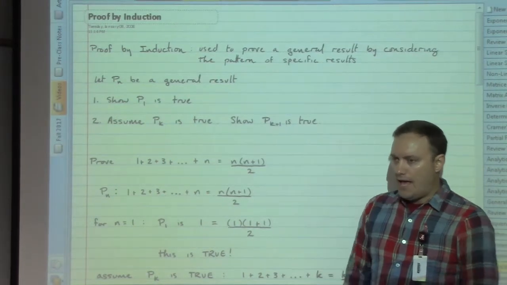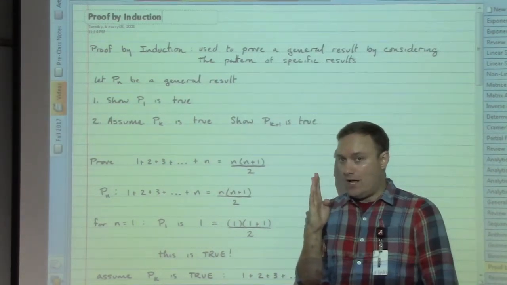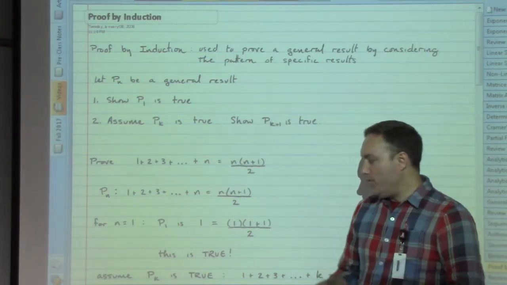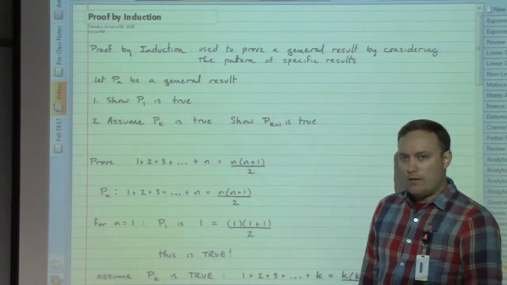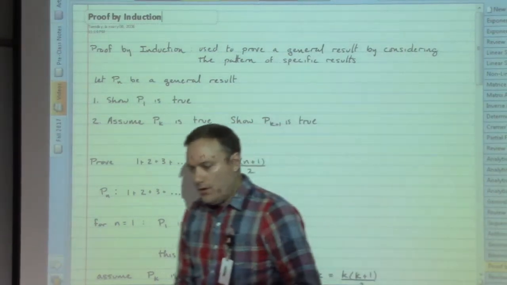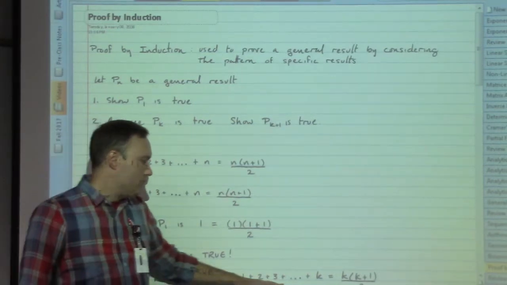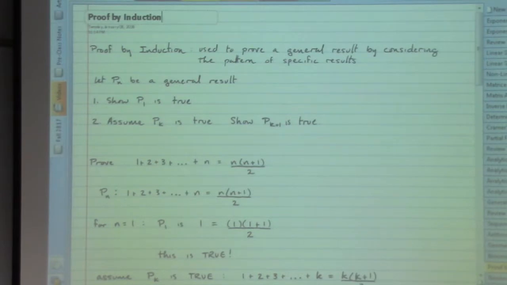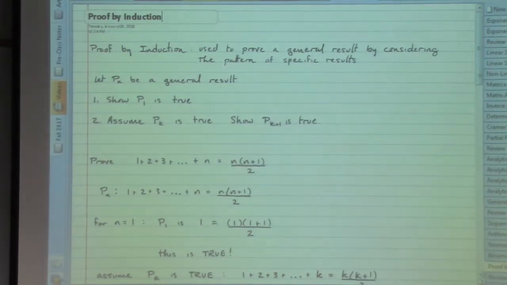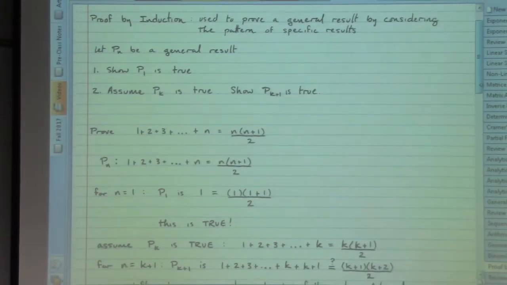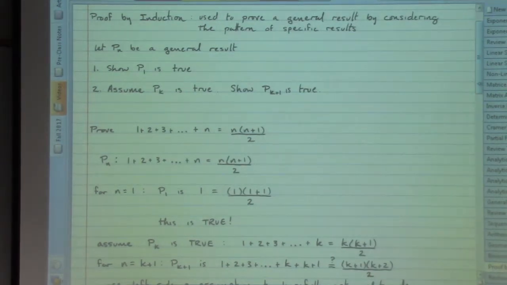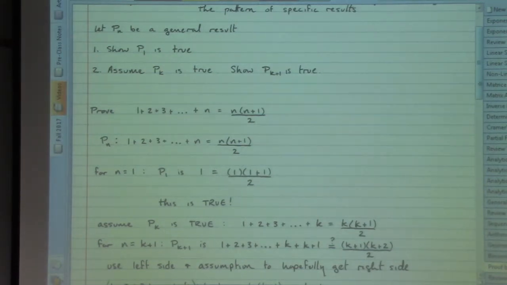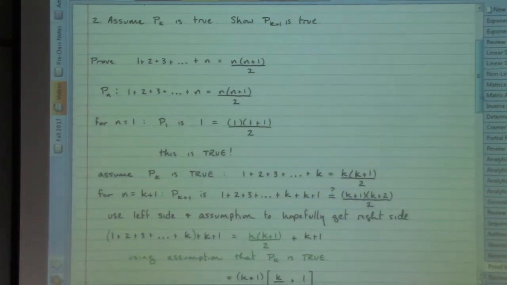Now we need to make sure that once a domino falls down, the very next one will fall down as well. So we would need to make an assumption that somewhere in the middle of all of this, we would have a true statement that we'll assume is all hunky-dory. And if that's all hunky-dory, can we show that the very next step, the very next domino, is going to be knocked down?